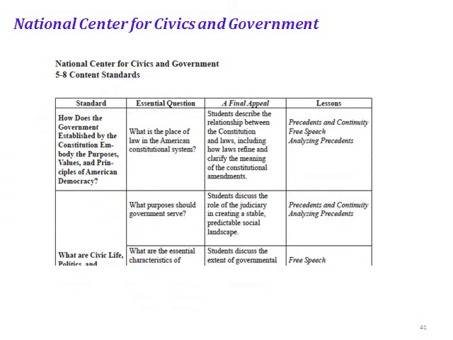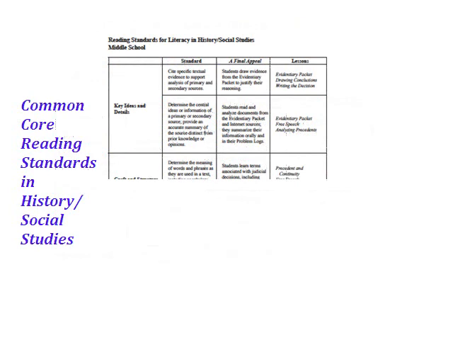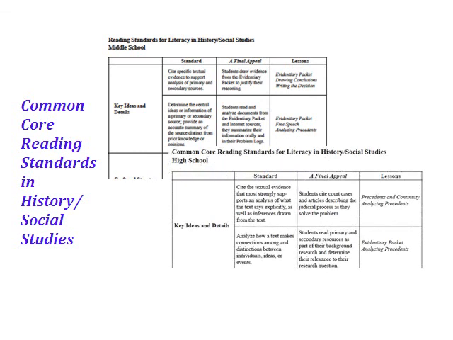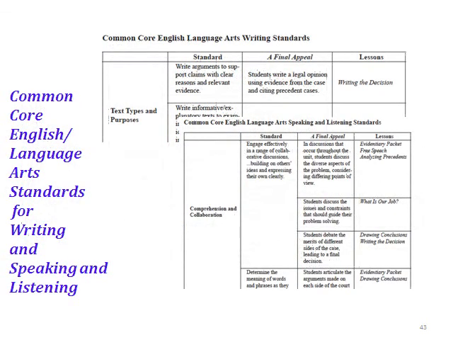Also in the back of the manual are a number of charts demonstrating the alignment of A Final Appeal with national standards for civics and government, and also Common Core state standards in both middle and high school, history and social studies, and also in English Language Arts.